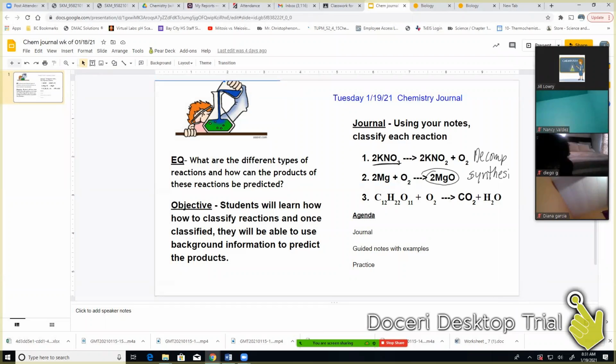And then my last one, a hydrocarbon plus oxygen, and I always have these same two products. Combustion. Perfect. Combustion, that's right. So today we're going to be doing synthesis.